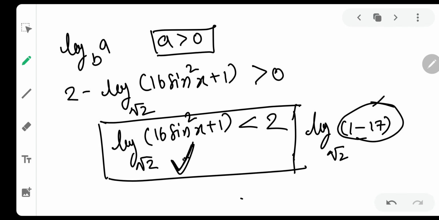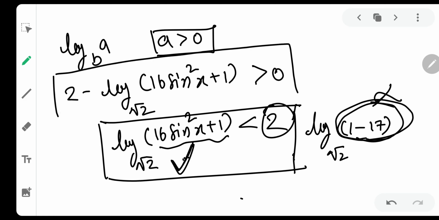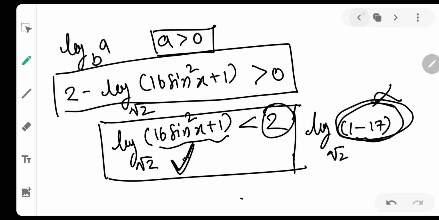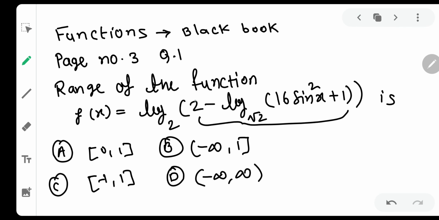Now you might have understood what we have done. 16 sin²x + 1 can range from 1 to 17, but we can't take it fully, because if you take it fully it will cross 2, which is not required because 2 minus log of 16 sin²x + 1 has to be greater than 0. So the inner value can range from 0 to 2. Now let us go back to the question. This particular value can range from 0 to 2.